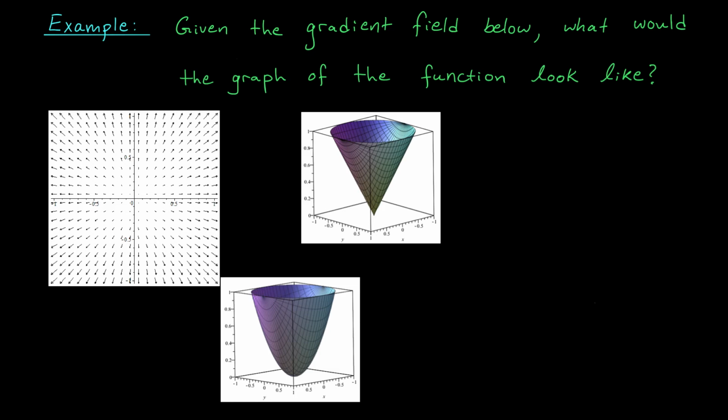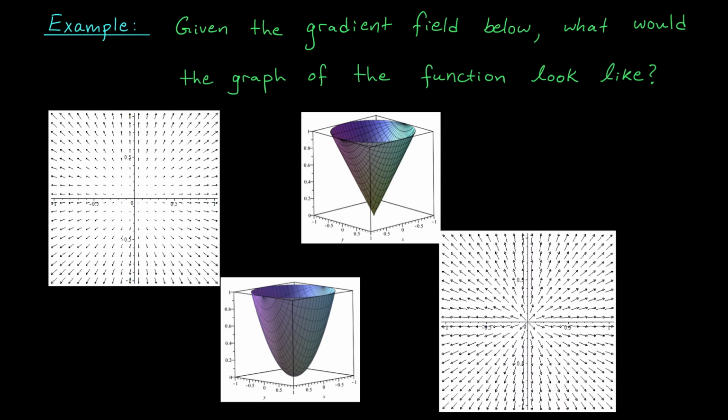The cone doesn't have this property. As we move farther away from the origin, our rate of increase is constant. So our cone doesn't match the gradient field shown here. Instead, the gradient field for the cone might look something like this.